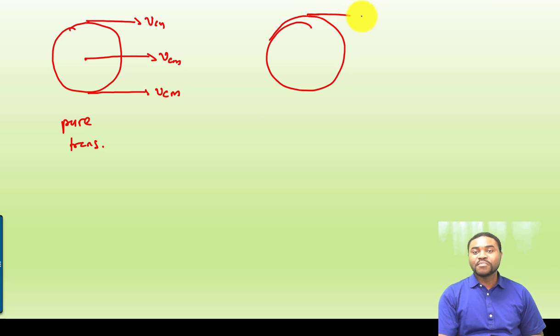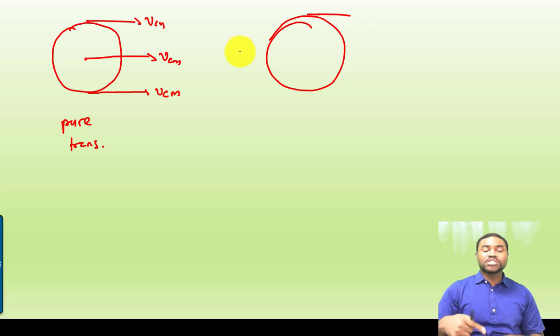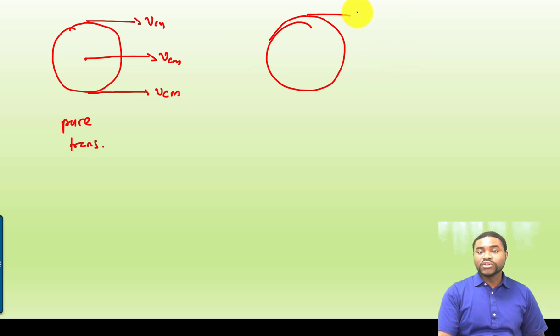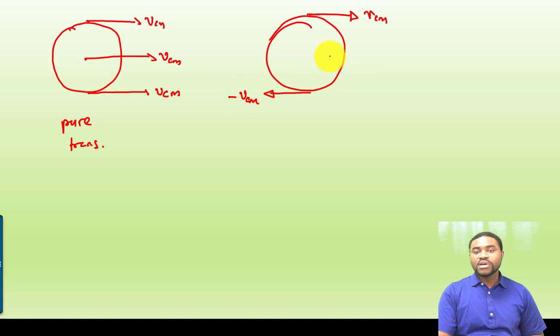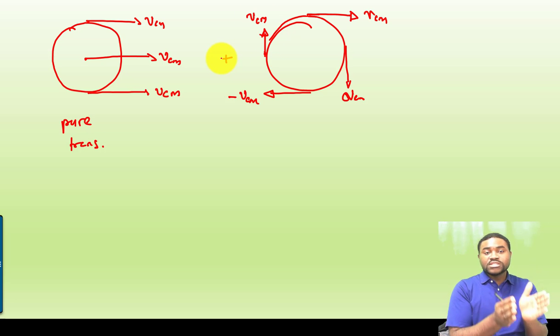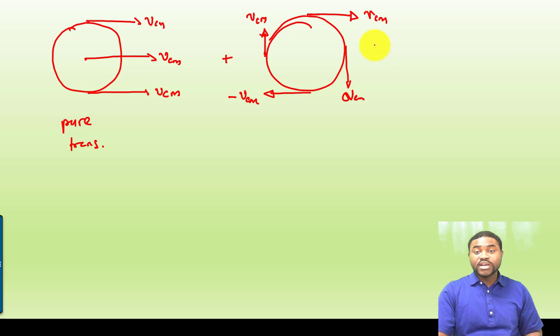Now, look up, please. When an object rolls at one spot, like your car spinning in snow in the absence of friction, the velocity at the upper rim is v cm. The velocity at the lower rim is negative v cm. And the velocity here is vertically downward. This is v cm. And the velocity here is vertically upward. This is v cm.